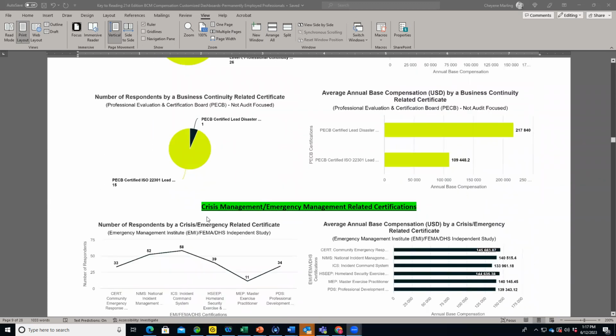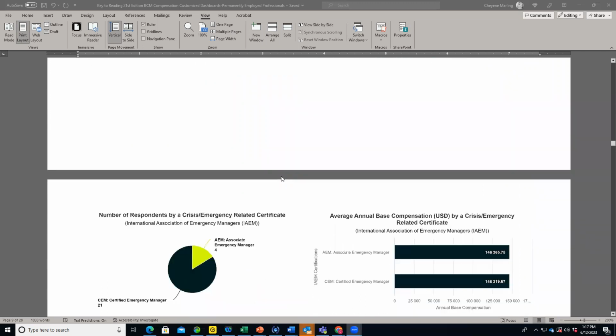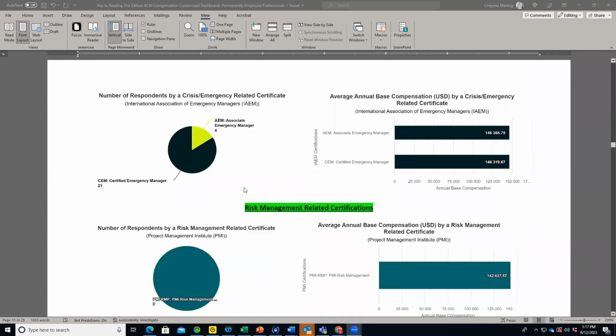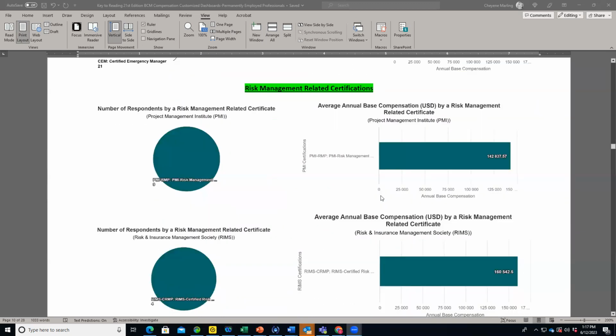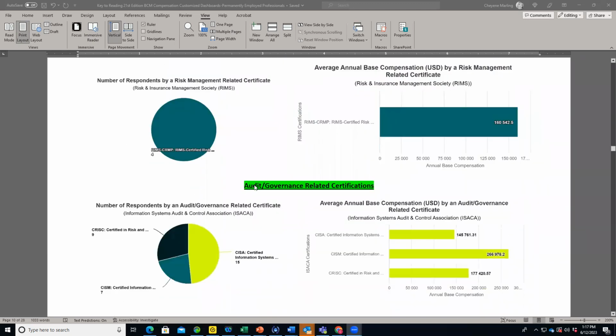Then we have certifications specifically for crisis management and emergency management. Some of those are self-study through the EMI or DHS or FEMA. Then we have the certifications through the IAEM. Then we get to the risk management related certifications. PMI is highlighted, as well as one through the RIMS, the CRMP. Then we get into audit governance.